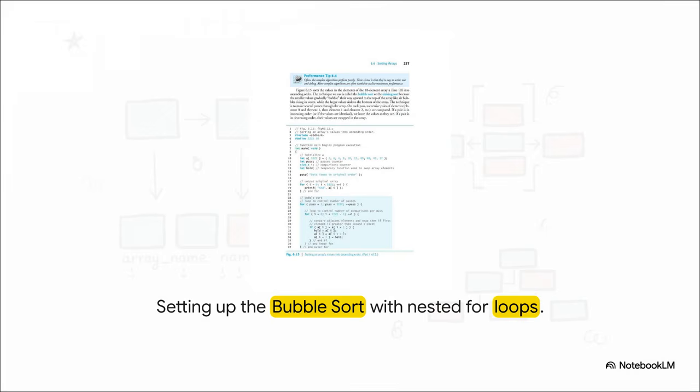So let's look at the actual setup for the bubble sort using nested for loops. We've got an outer loop starting on line 24 that controls the number of passes we make, and an inner loop on line 27 that handles the actual comparisons per pass.